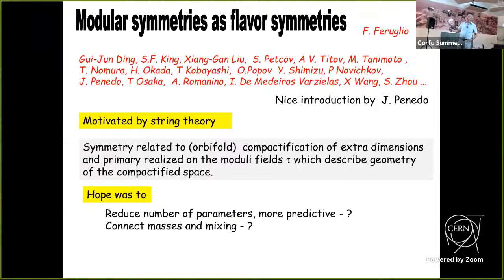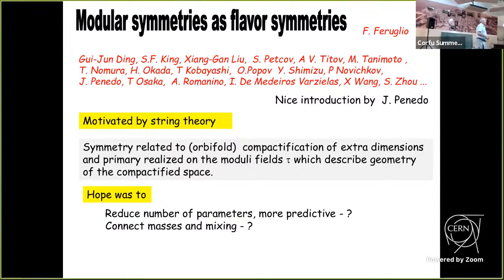So this idea to use modular symmetries as flavor symmetries is motivated by string theory, and the hope was to reduce the number of parameters, to make things more predictive and connect masses and mixing. Well, actually, let me make one comment. Our previous approach was precisely to decouple masses and mixing, because it was clear from the beginning that it's difficult to explain this large, or almost, say, double maximal mixing in the lepton sector with mass hierarchies. And it was very interesting, actually an unexpected result, that you really can decouple masses and mixing.